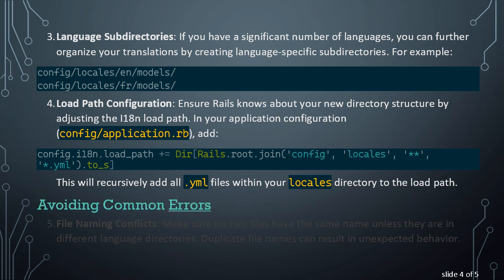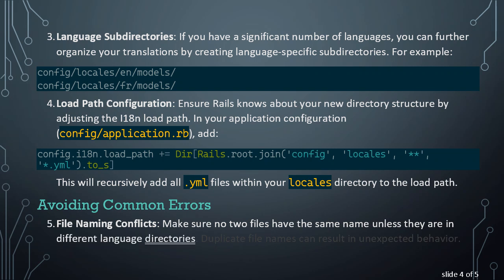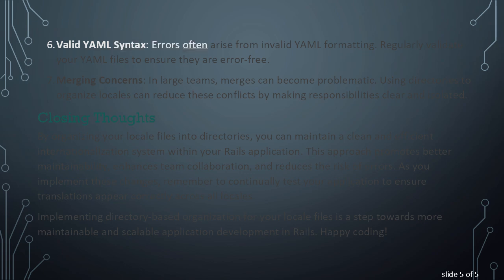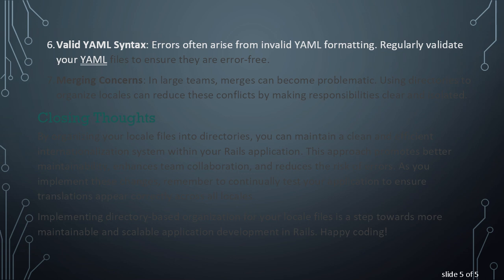Avoiding common errors. File naming conflicts. Make sure no two files have the same name unless they are in different language directories. Duplicate file names can result in unexpected behavior. Valid YAML syntax. Errors often arise from invalid YAML formatting. Regularly validate your YAML files to ensure they are error-free.